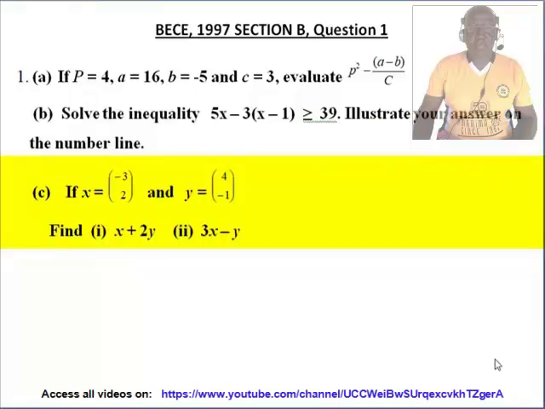1c. If x equals -3/2 and y equals 4/-1, find (i) x plus 2y, (ii) 3x minus y.